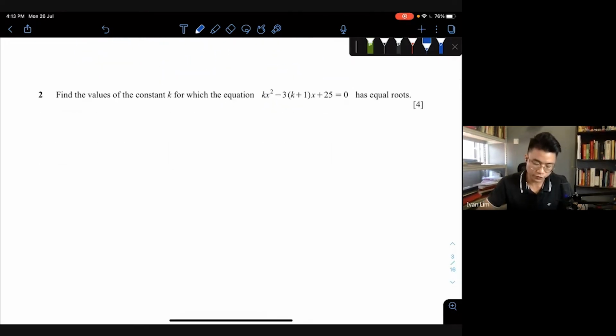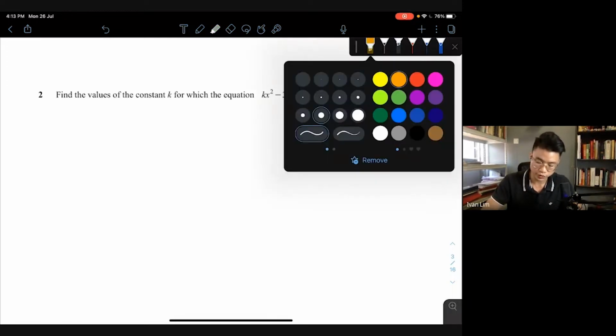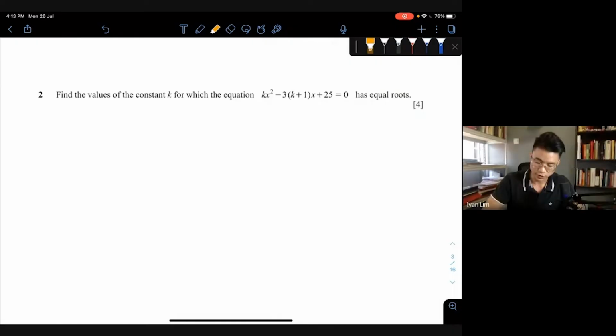Find the values of the constant k for which the equation kx squared minus 3(k plus 1)x plus 25 equals 0 has equal roots. b squared minus 4ac. Okay, good. So equal roots is the keyword. So we use b squared minus 4ac equals 0. Okay, so this is the equation: b squared minus 4ac equals 0.